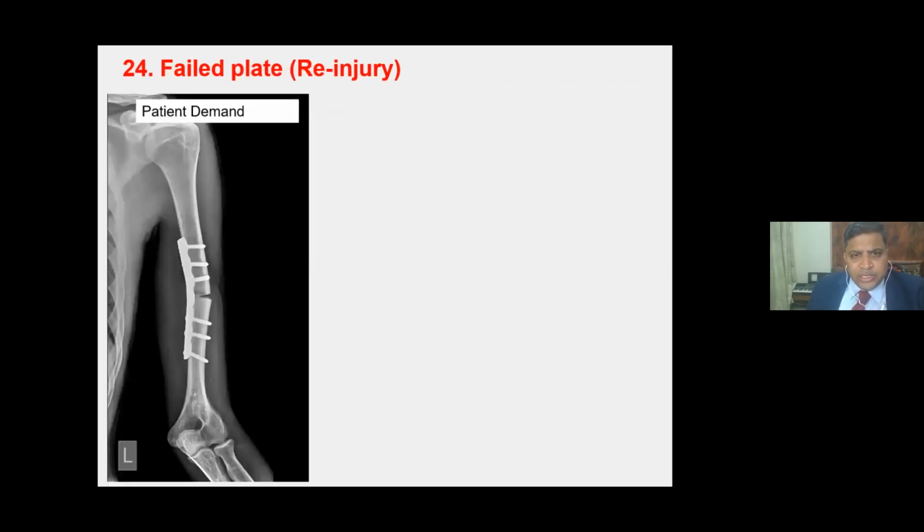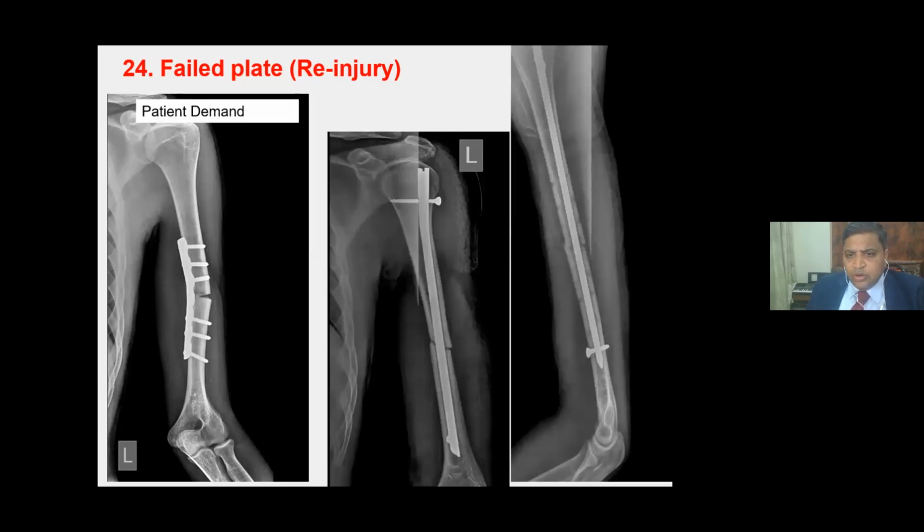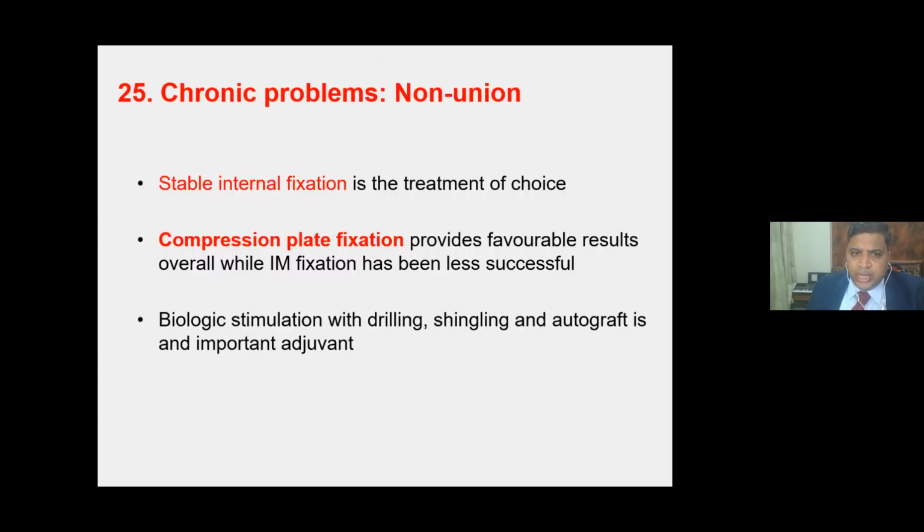Another case example which I would like to highlight is patient demand. This patient was operated on with a plate, and he was certainly afraid because the plate had bent, so he didn't want a plate again. So our choice would be only to take out this plate and go for an intramedullary implant. So nailing has been done. This is a good apposition, and certainly patient demand is also a very important factor as to what kind of fixation you are going to plan.